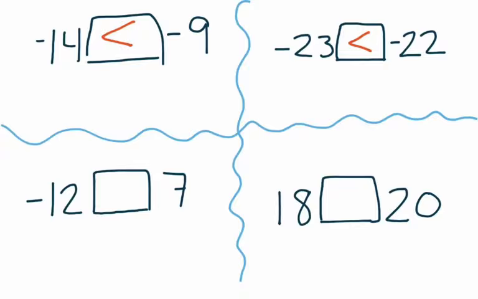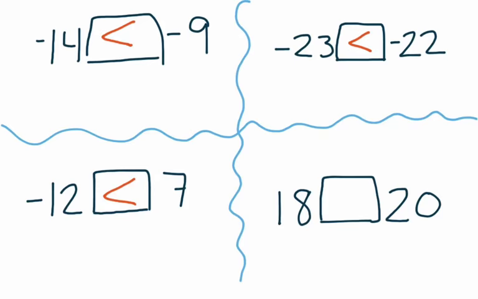Next problem is -12 and +7. Now here's a case of negatives and positives. The negative is always less than the positive. Okay, that's by its definition. Negative numbers are to the left of 0. Positive numbers are to the right of 0.